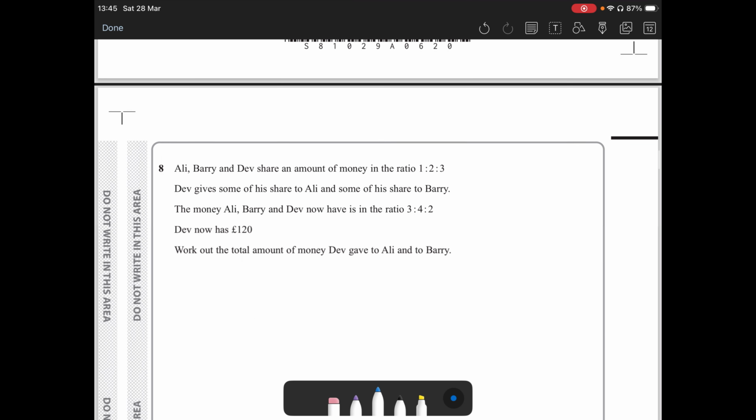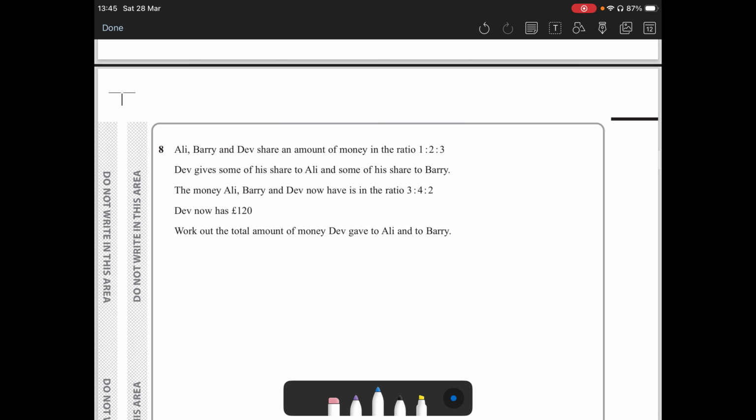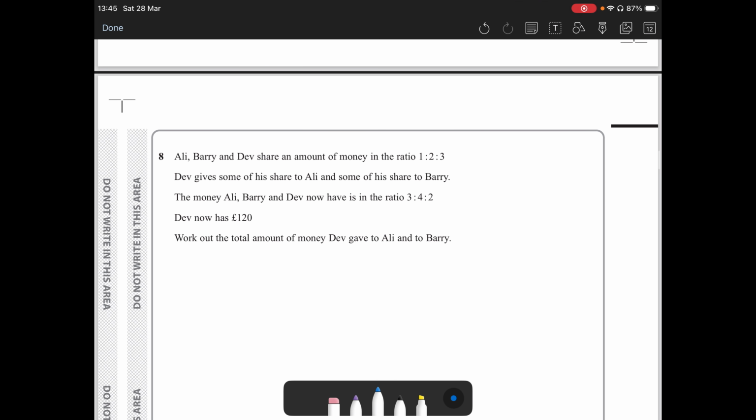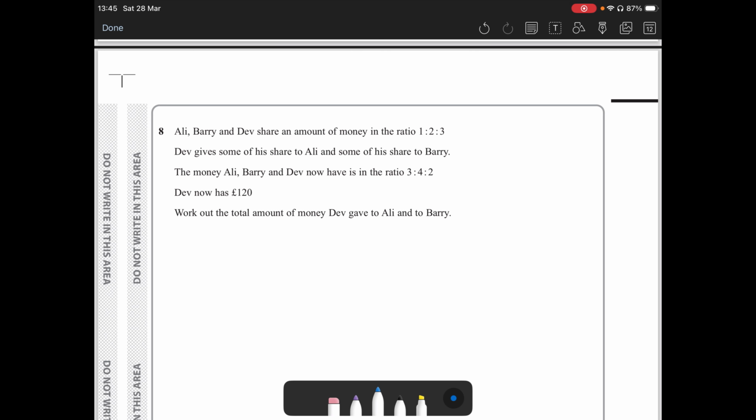Number 8. Ali, Barry, and Dev. See, this is funny because usually they like to do A, B, C. Names start with A, B, and C, but this time they've gone a bit left field and they've gone A, B, D. Anyway, we move. So Ali, Barry, Dev, sharing them out. 1, 2, 3. Dev gives some. Okay, so there's a bit of sharing, a bit of dealing going on here, and there's a lot going on.